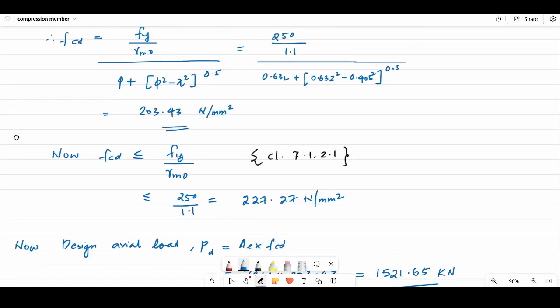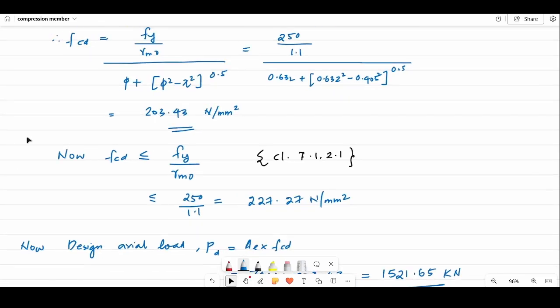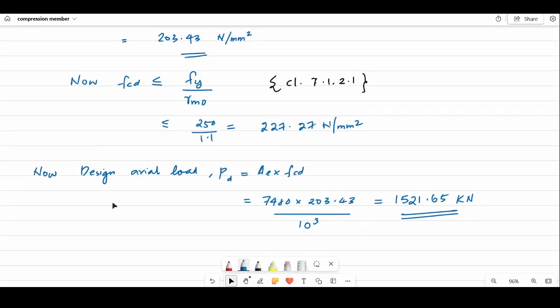Now there is also a check for the FCD value: the value we obtained has to be less than or equal to Fy by gamma m0. That is the factored yield stress, which is 227.27, and this 203 is definitely less than 227. Now in the question we have to find the design axial load. The design axial load is given in clause 7.1.2, which is AE into FCD, where AE is the effective sectional area of ISHB 350, and FCD is our design compressive stress, which we just calculated, 203.43, and 10 raised to 3 is divided to get the value in kilonewton.